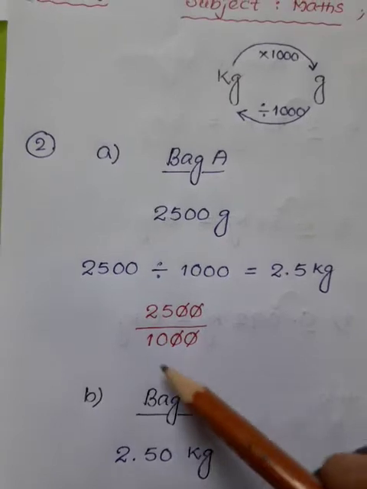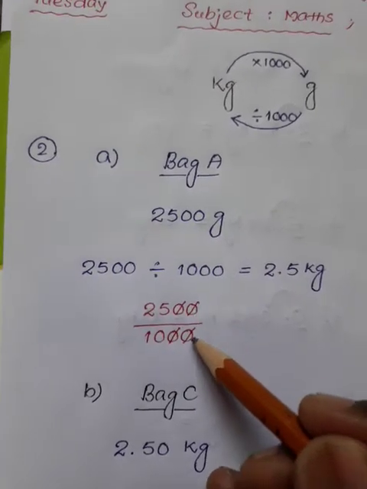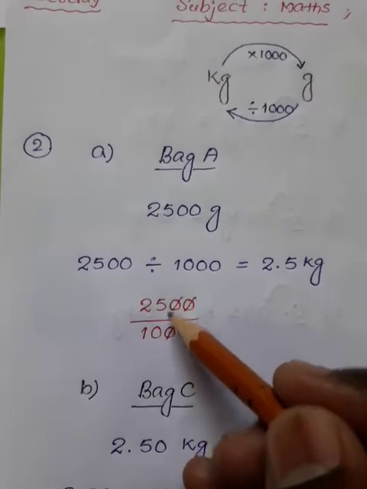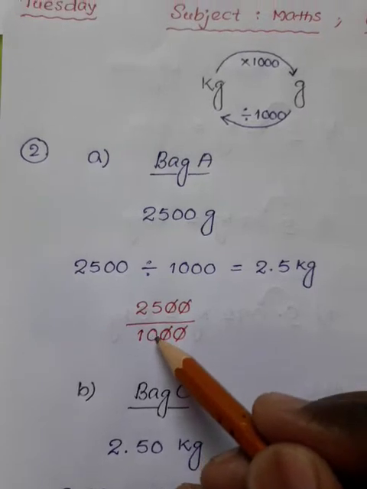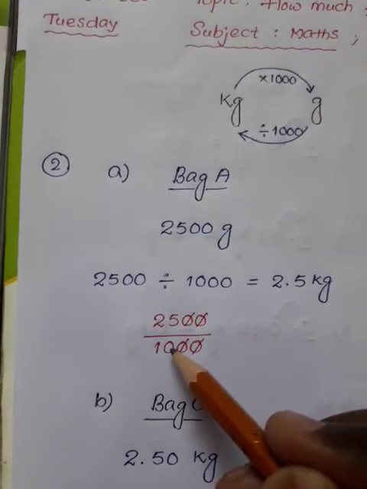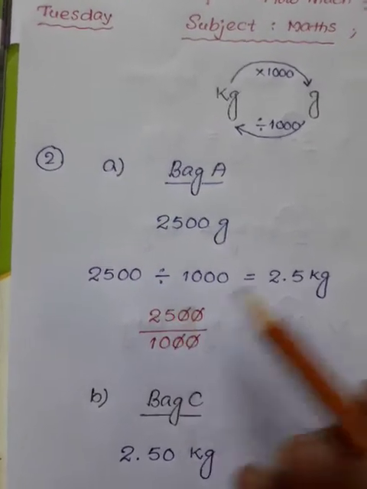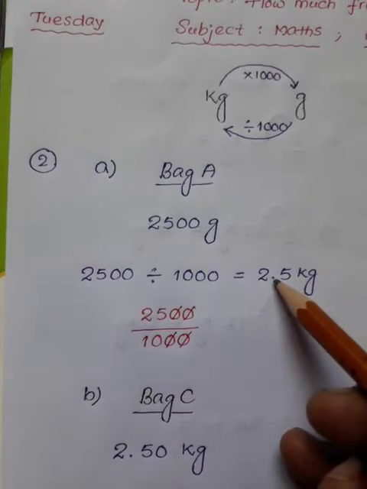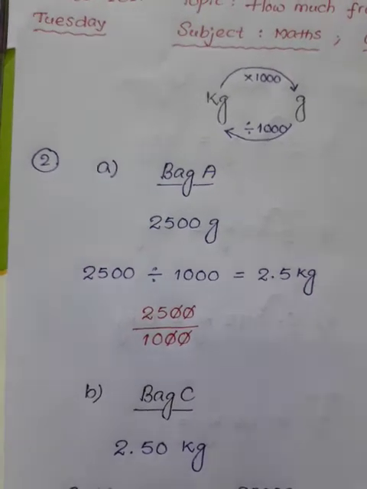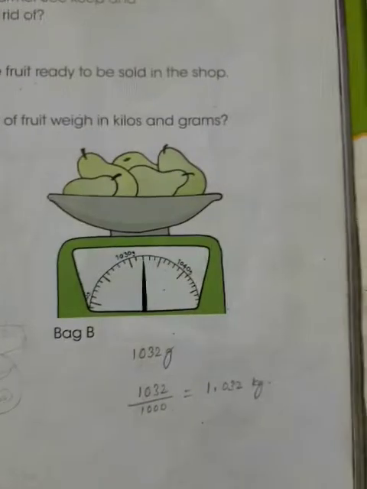So we do it in this manner. This 1's place 0 and 0 get cancelled. 10's place 0 and 0 get cancelled. Now down there, a 0 is remaining. 1 zero remaining. So whenever a 0 remains, write 25, and from the right side, after one number, use the decimal. So 2.5 kilogram.